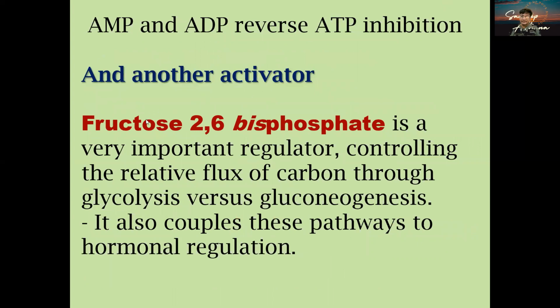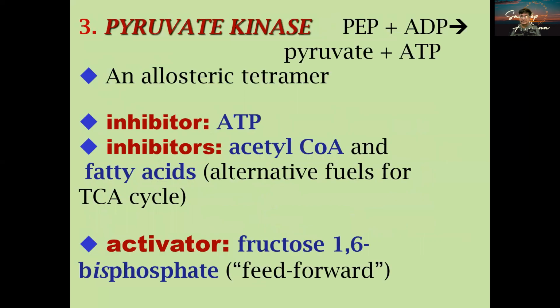And another way of regulation, we have one activator. Fructose 2,6-bisphosphate is a very important regulator, which controls the relative flux of carbon through glycolysis versus gluconeogenesis. It also couples these pathways to hormonal regulation as well.